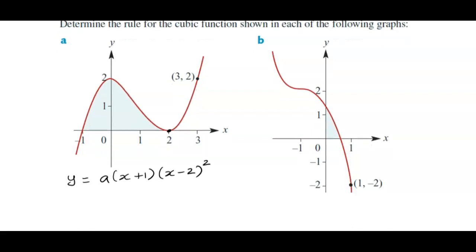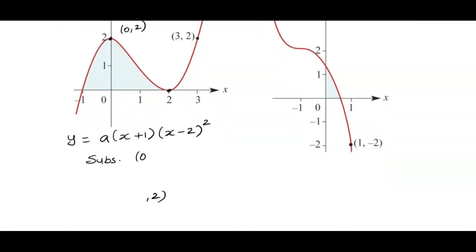Now again, I'm missing the value for a, and I have another piece of information in the graph to find the value for a, and that information is the value of the y-intercept. I can see that the y-intercept is 2. So I'm going to substitute the y-intercept into the rule.